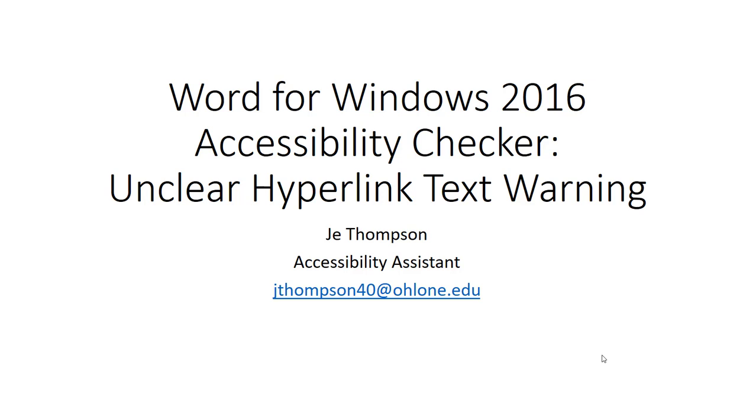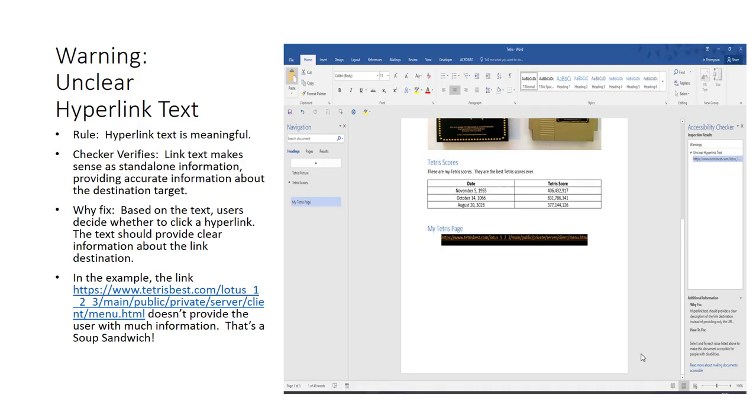Today we're going to talk about Unclear Hyperlink Text Warnings in Word for Windows 2016 Accessibility Checker. Warning: Unclear hyperlink text. Rule: hyperlink text is meaningful. Checker verifies: link text makes sense as standalone information, providing accurate information about the destination target.